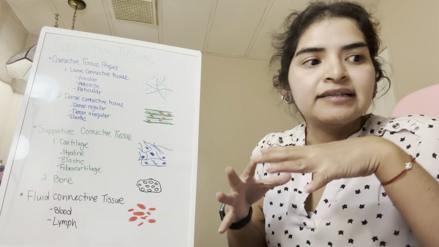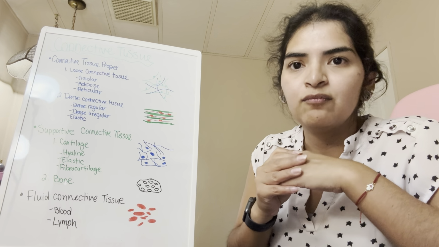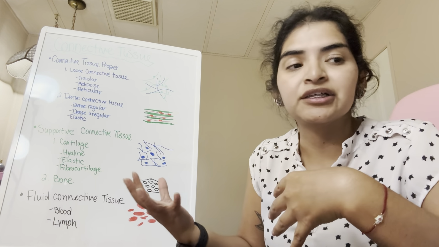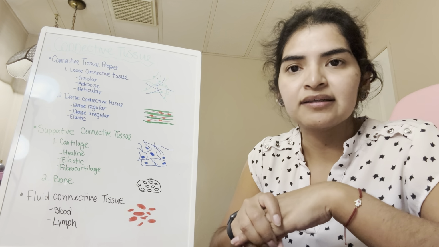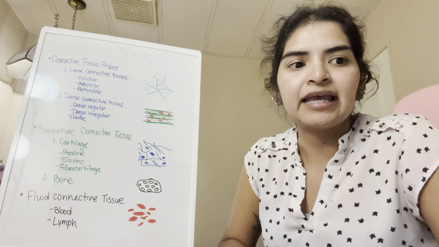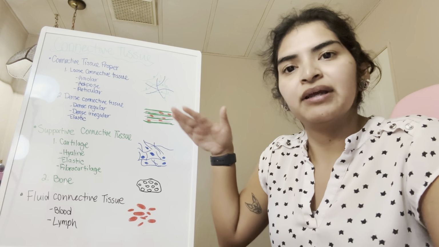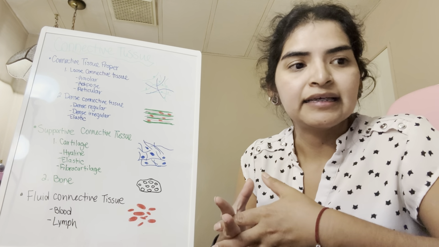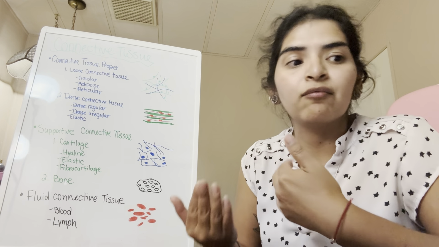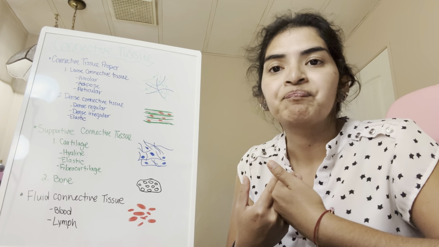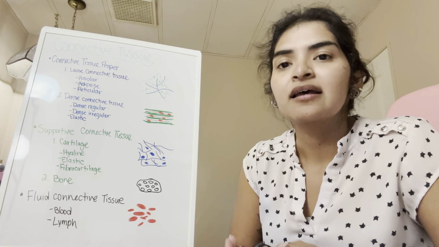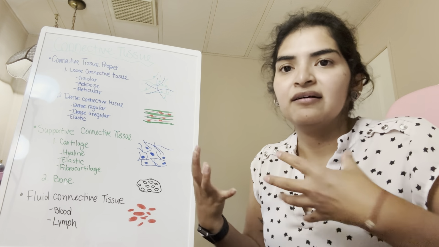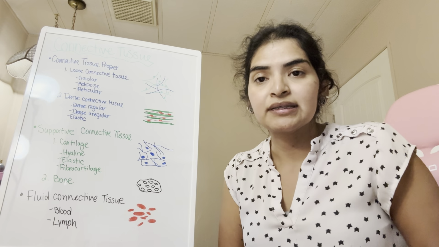And then for the dense irregular, it withstands the tension when it's being pulled in different directions. So that's like towards the joints, and it just has an irregular collagen pattern. And then the elastic, it allows stretching and recoil. So it's at the arteries, the lungs, the vocal cords, and obviously has a lot of elastic fibers.